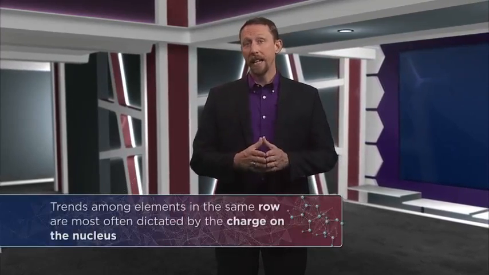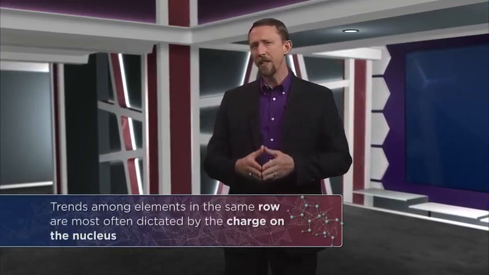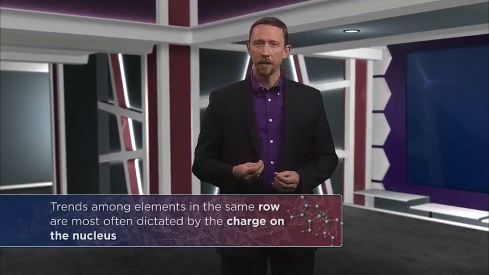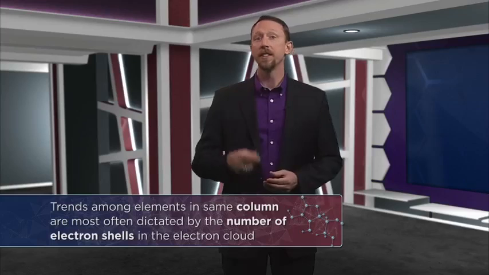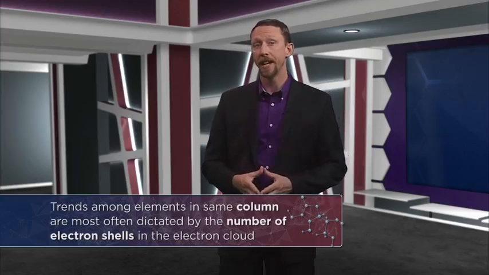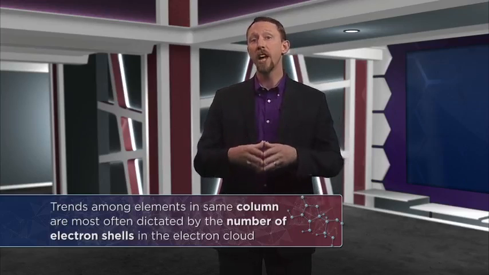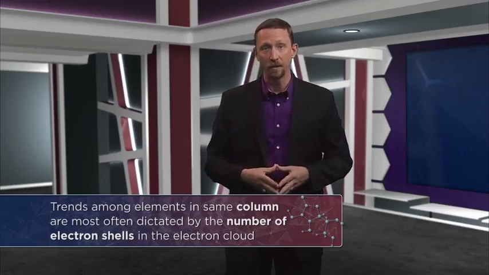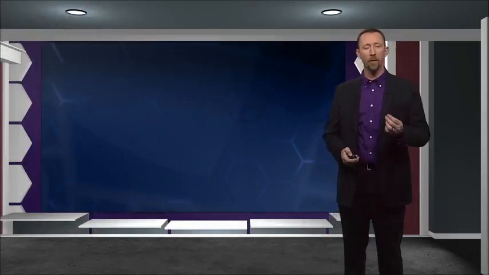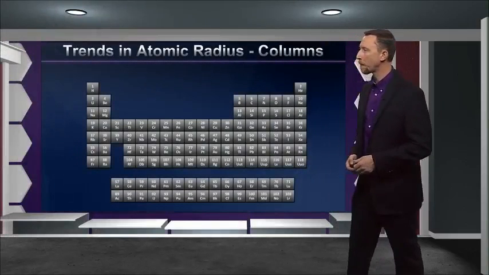The overriding theme that we're going to notice in this discussion is that trends in many properties of atoms are dictated primarily by just two important factors. Trends among elements in the same row are most often dictated by the charge on the nucleus, and trends among elements in the same column are very often dictated by the number of electron shells in the electron cloud. So let's take a look at a few of these periodic trends and the forces that drive them, shall we?